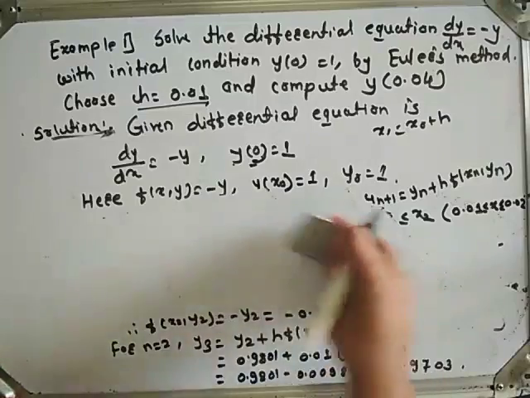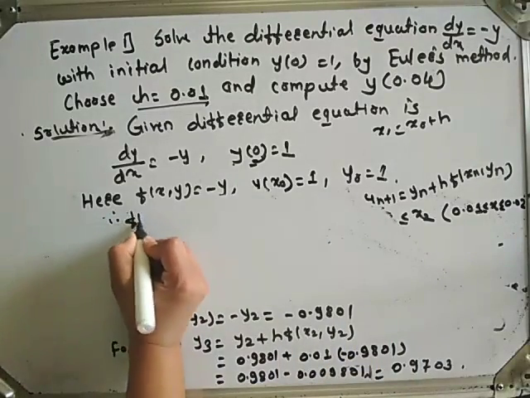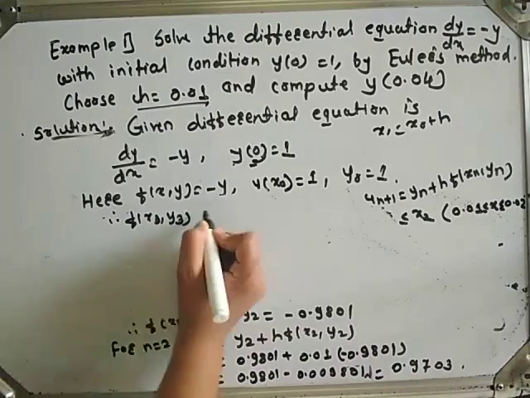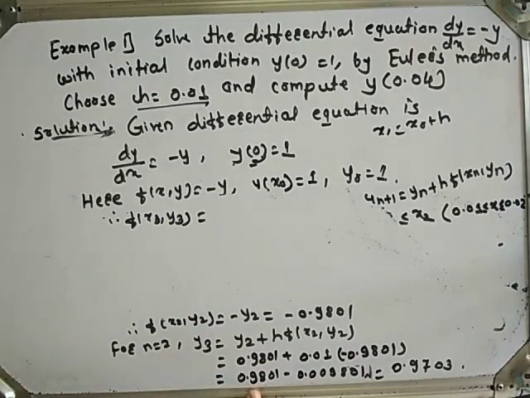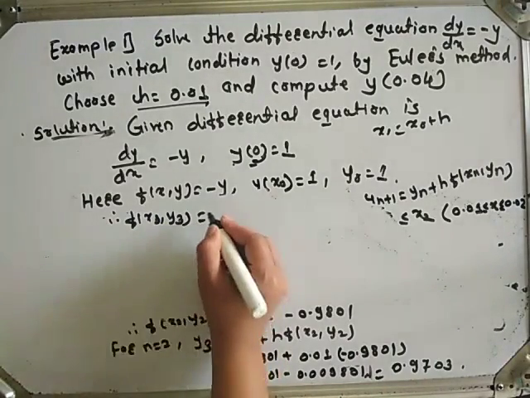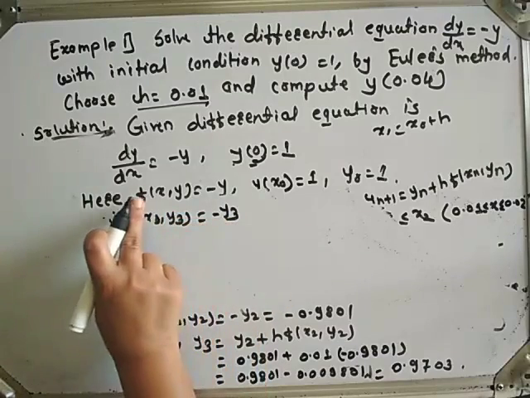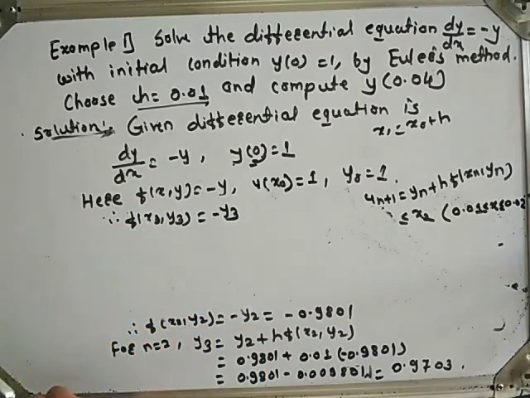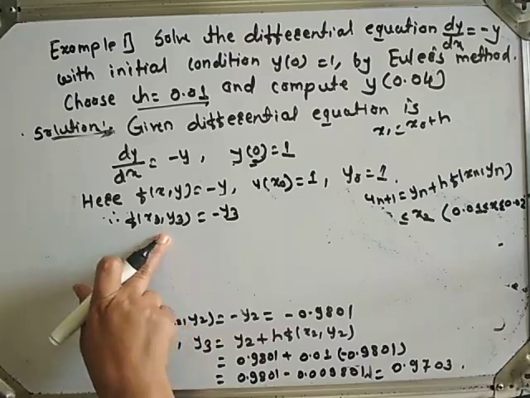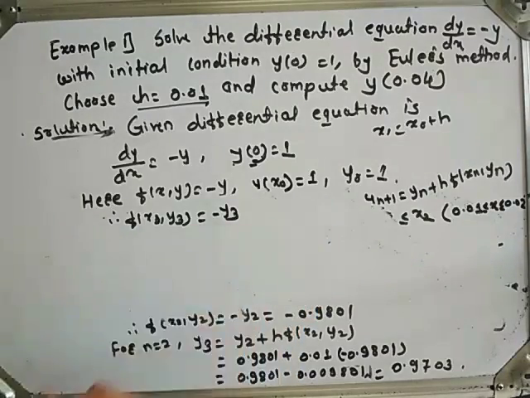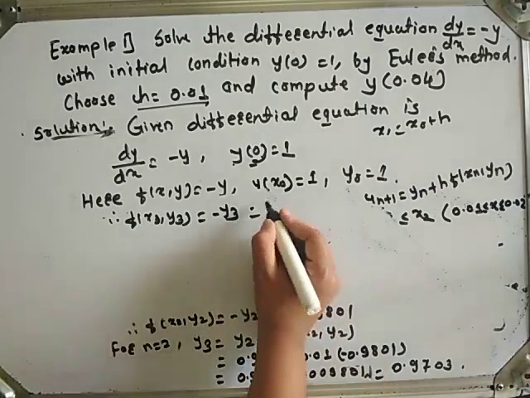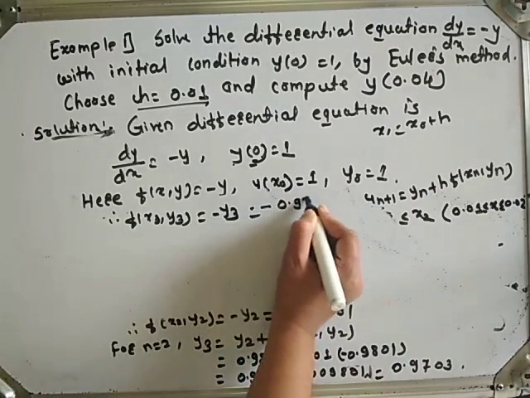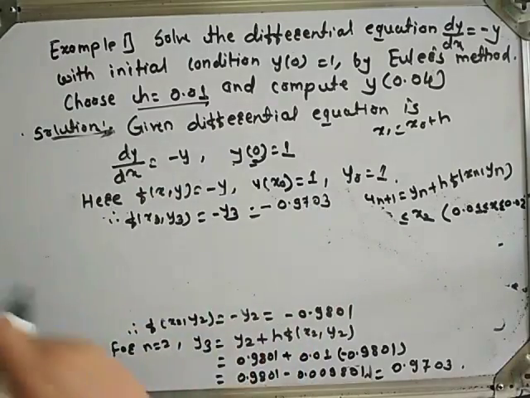Now we have to calculate f of x3 comma y3. What is f of x3 comma y3? It is minus y3, because our function is f of x y equals minus y. So f of x3 comma y3 is equal to minus y3, which is minus 0.9703.